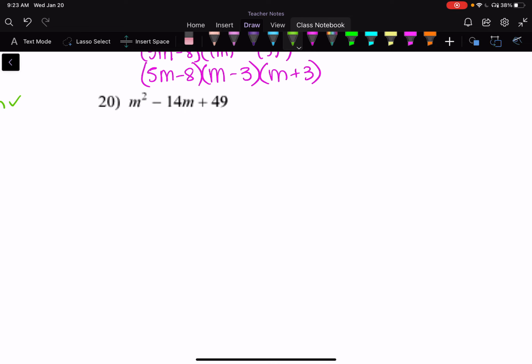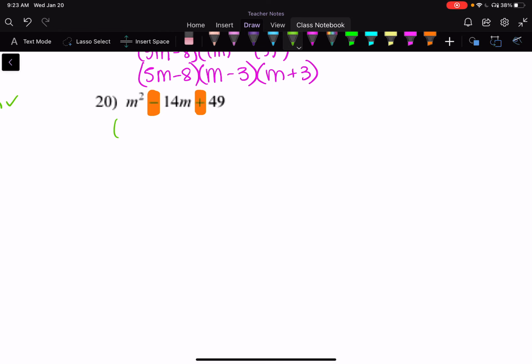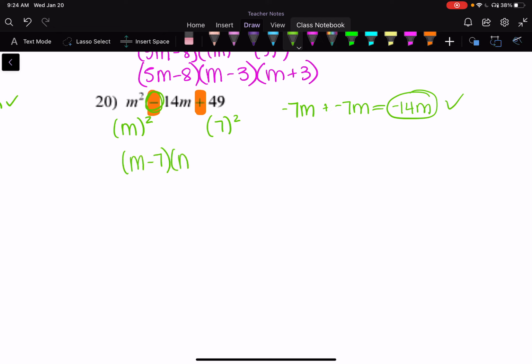Number 20 looks like the pattern of a perfect square trinomial again, with a minus in the front and a plus in the back. I'm going to verify that my a term breaks down, and it does, and my c term also breaks down. Multiply those terms together to get 7m. But notice that my first term is a minus, so it has to be negative. So negative 7m plus negative 7m gives me negative 14m, and that is my final answer. So I'm going to rewrite this to m minus 7 times m minus 7, and that gives me m minus 7 squared.